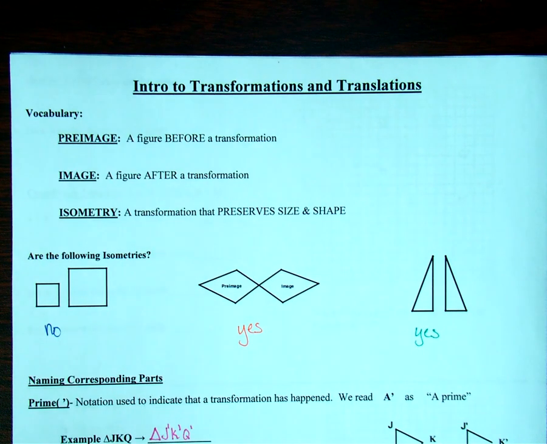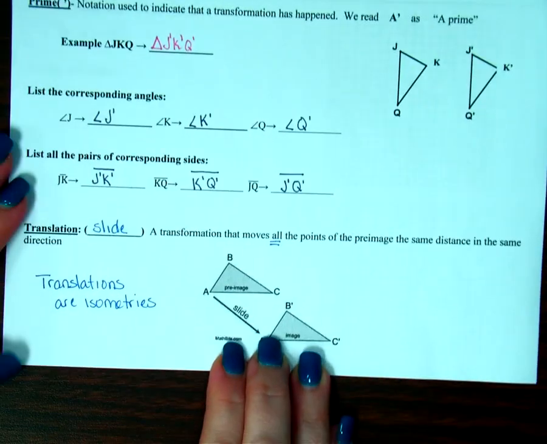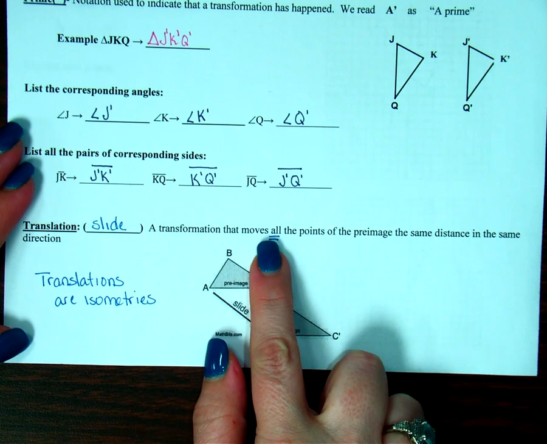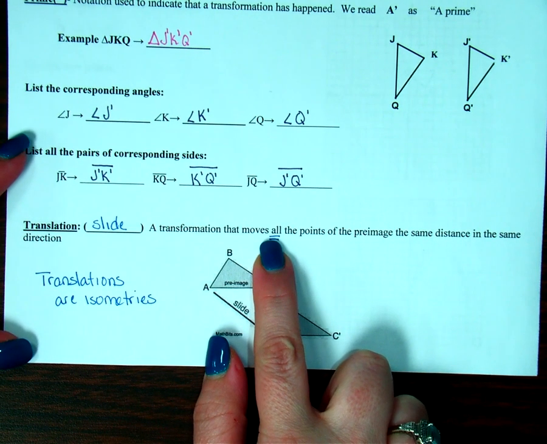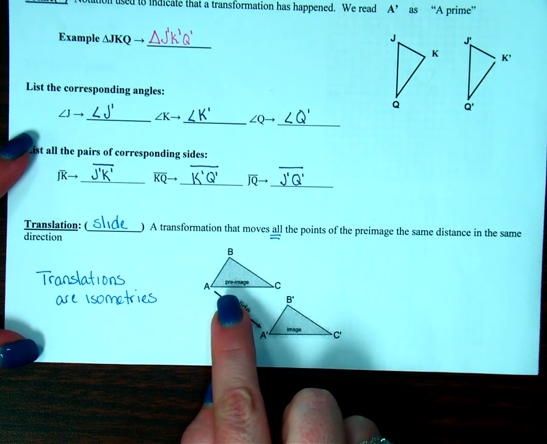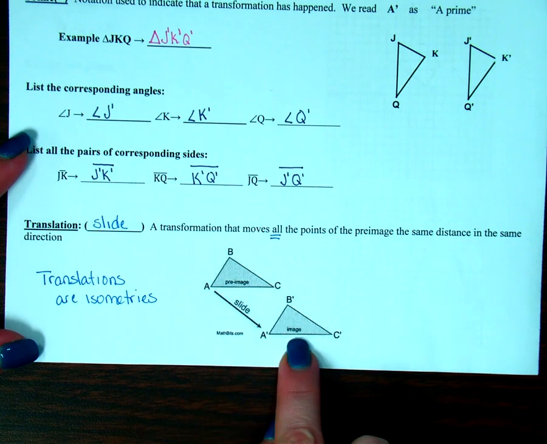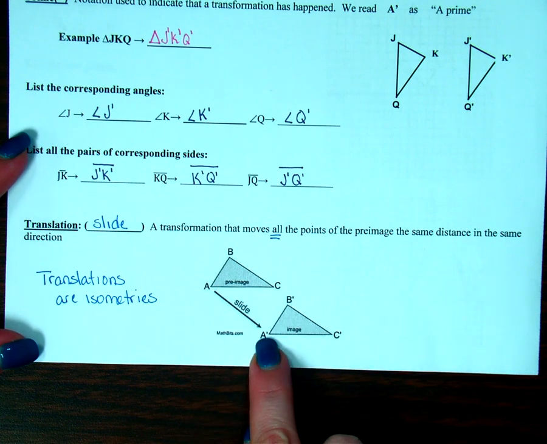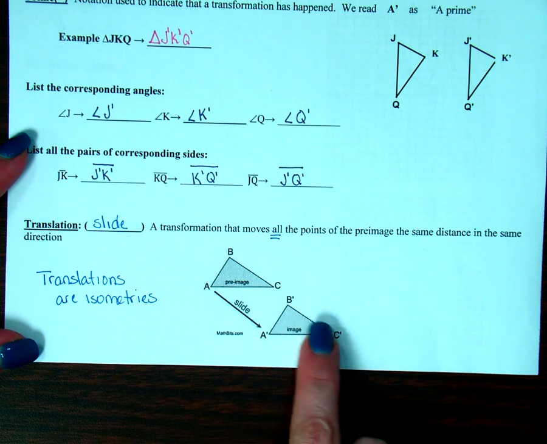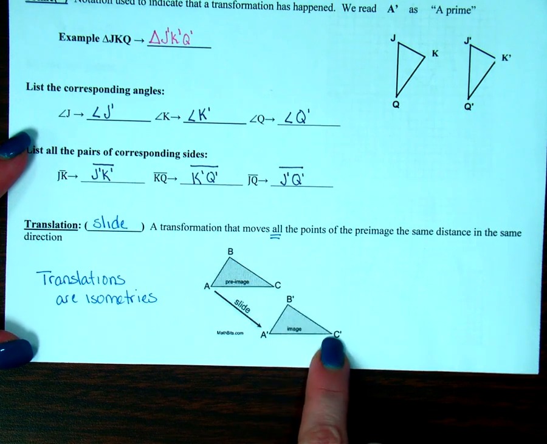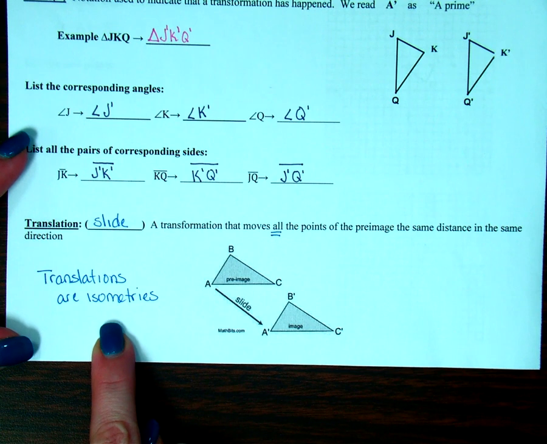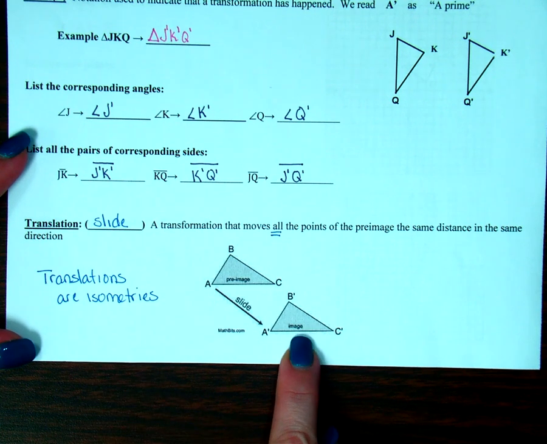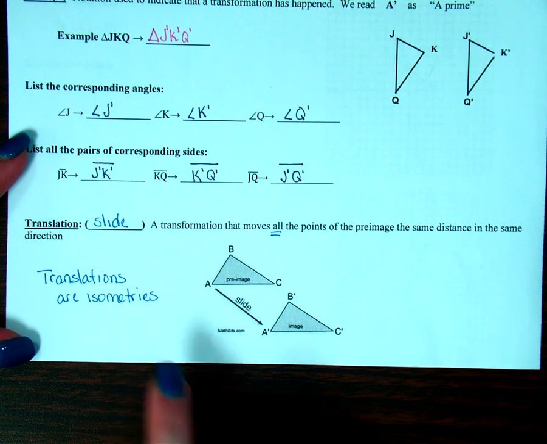Welcome back. So we are continuing with transformations and translations, and we had just left off by saying that a translation is a slide that moves all the points of a pre-image the same distance in the same direction. So your pre-image becomes your image, and I can tell this one's the image because it has the prime notation on the corners. And we discussed that translations, because they preserve the size and shape when you get to the new figure, it's the same size and shape, they are isometries.